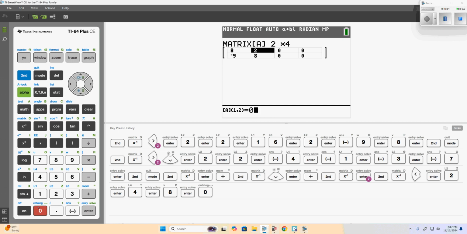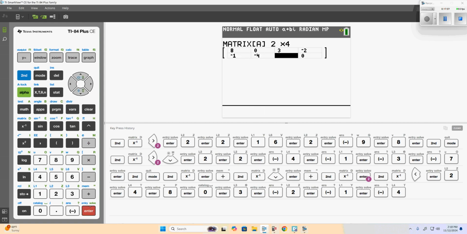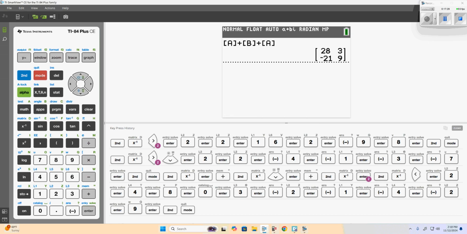And then we can type all of these numbers into the calculator. So we say 2 by 4 and then 8, 0, 3, negative 2, negative 1, negative 4, negative 2, 9. And once we get them all typed in, we're going to hit what? Select and quit. Now this one here is asking us to multiply the matrix by what?